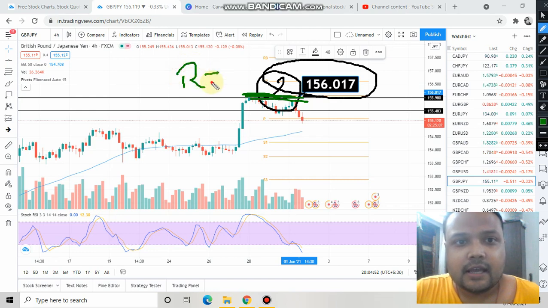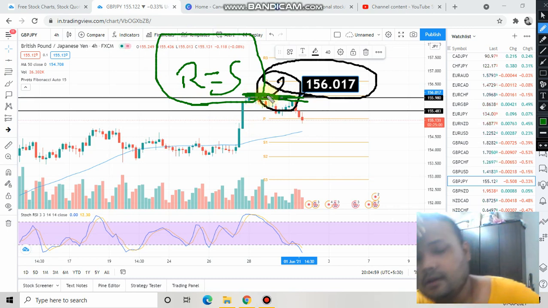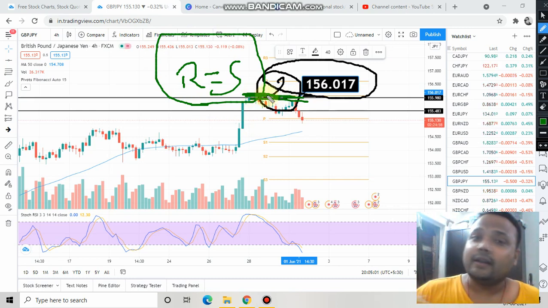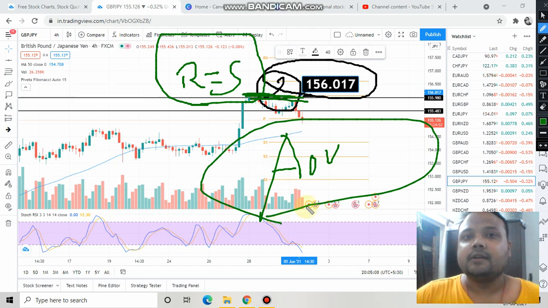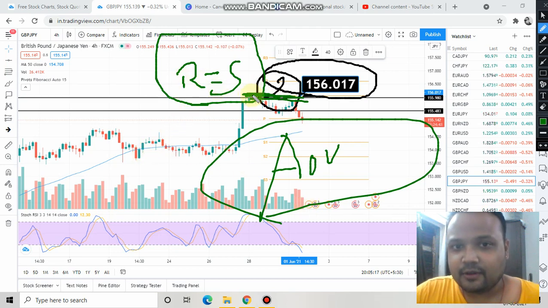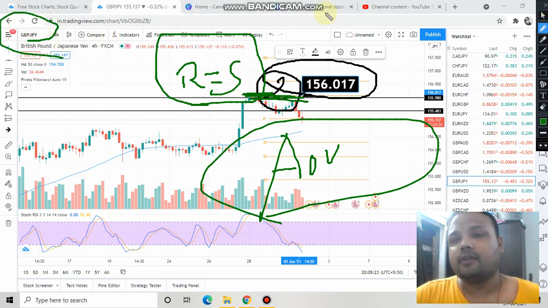the resistance has become the support, and you can go for a buy order above this level. When the resistance becomes the support, then our theory of area of value will come in place. Always buy near the support in an uptrend market. So you'll have to wait until the resistance becomes the support. These are the two best trading opportunities in the GBP JPY chart as of now.